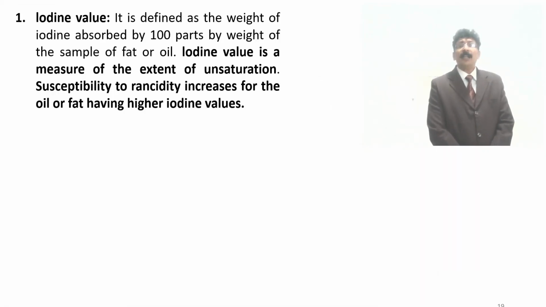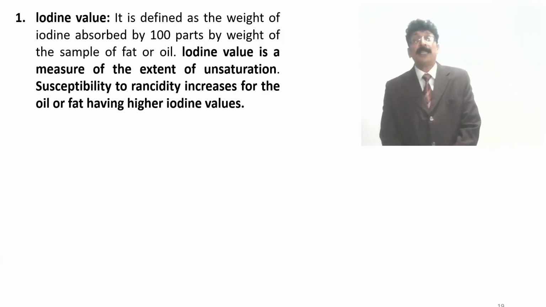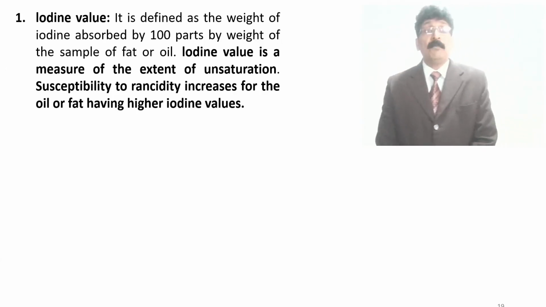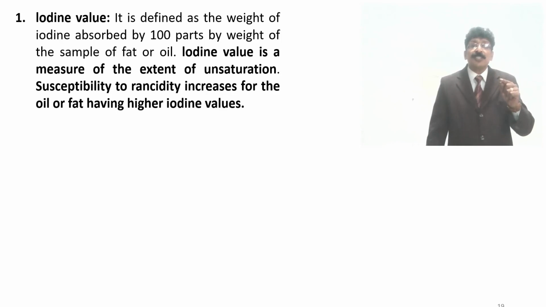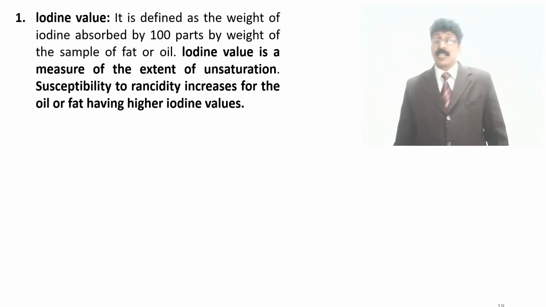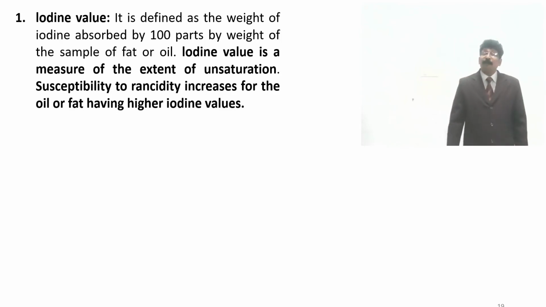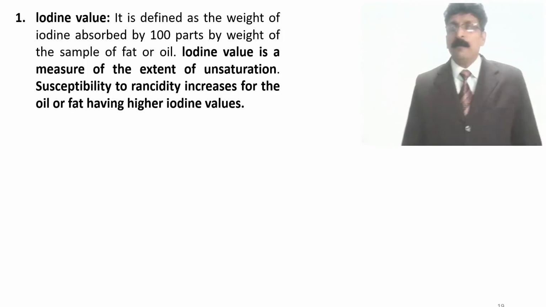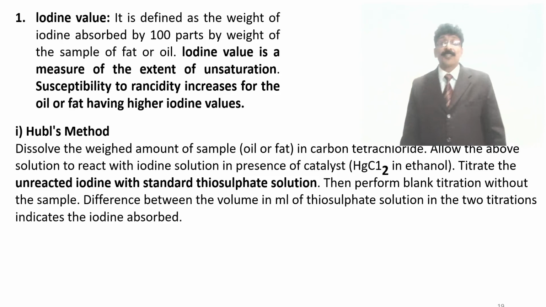Iodine value is defined as the weight of iodine absorbed by 100 parts by weight of a sample of fat or oil. Iodine value is a measure of the extent of unsaturation. Susceptibility to rancidity increases for an oil with a higher iodine value, because of the higher number of double bonds, so it has more susceptibility to rancidification.